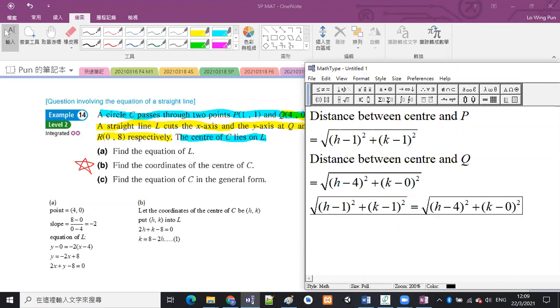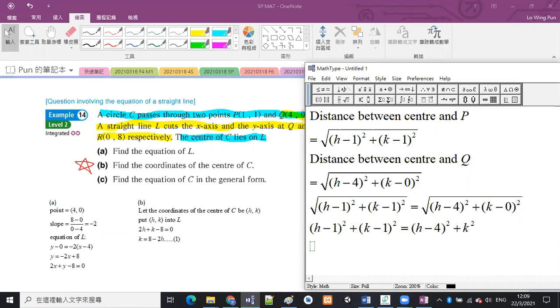Can you get this? Because both of them are the radius of the same circle. All right? And then let us simplify this equation. When both sides are taking square root, we can square both sides to cancel out the square root. So (h minus 1) squared plus (k minus 1) squared is equal to (h minus 4) squared plus (k minus 0) squared. 0 is just k, so it's k squared.